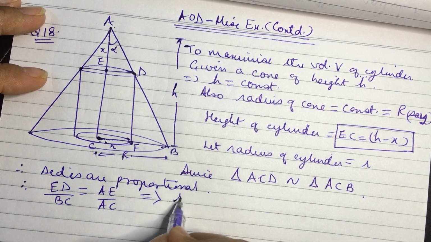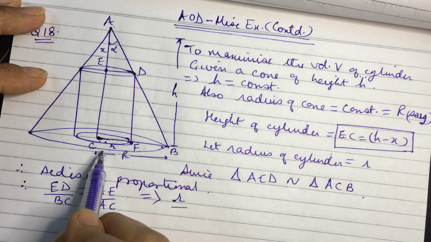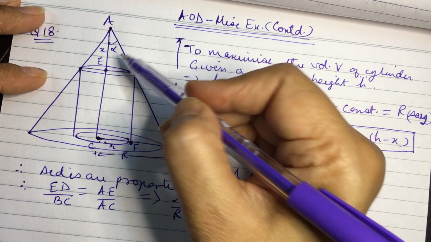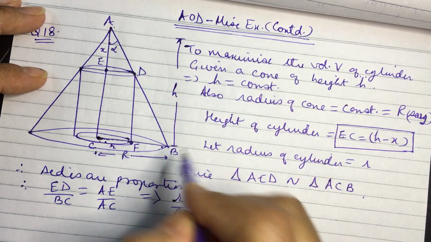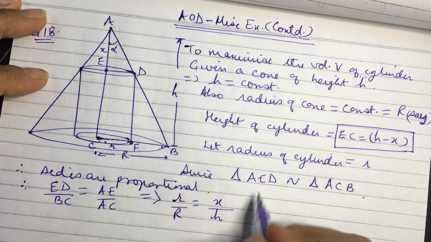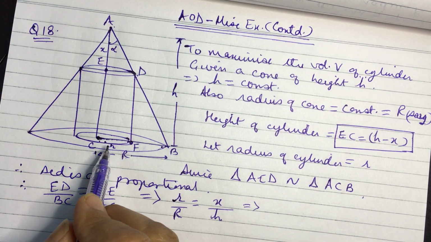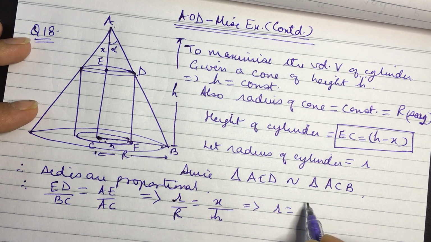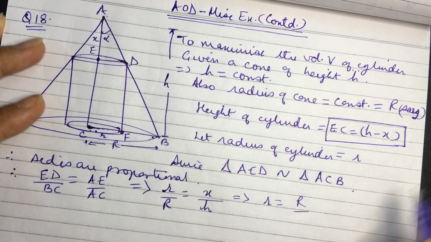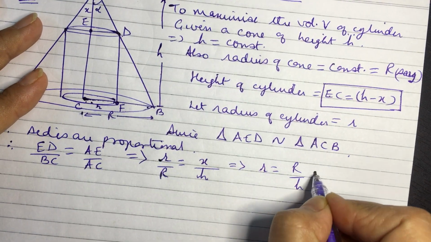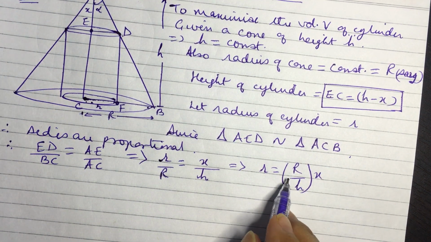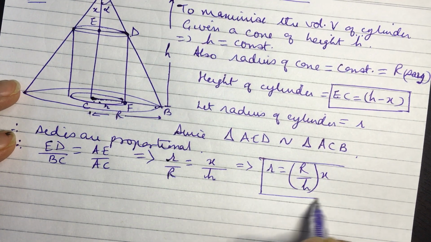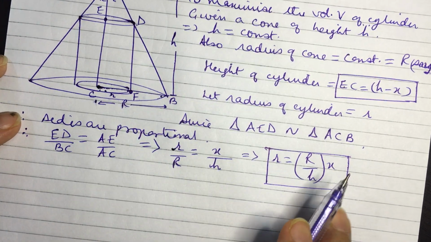But ED is equal to small r and BC is equal to capital R, and this small distance AE is small x and this big distance is given to be h. Now from here, since we want to express r in terms of x, we will solve for small r as R over h into x. Clearly in this R upon h is a constant and x is the only variable. So we have found the radius of the cylinder also in terms of x.